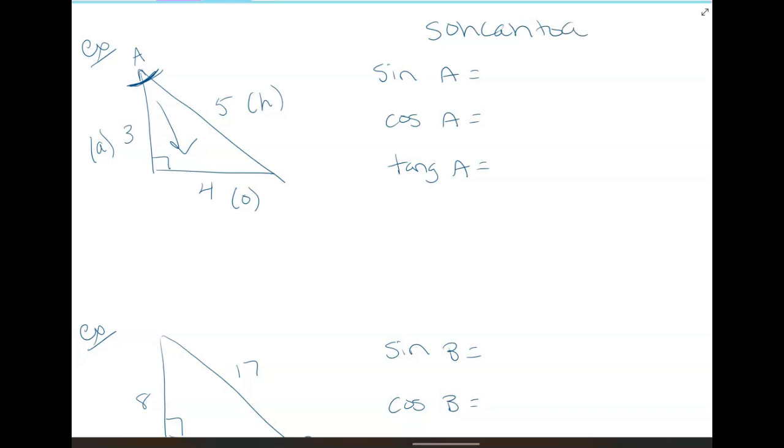And once you're able to identify those side relationships, then we simply need our SOHCAHTOA to fill in. So the sine of A is the opposite over the hypotenuse. The opposite of A is 4, and the hypotenuse is 5. And that's it. If you can reduce it, you want to reduce it, but of course 4/5 doesn't reduce.